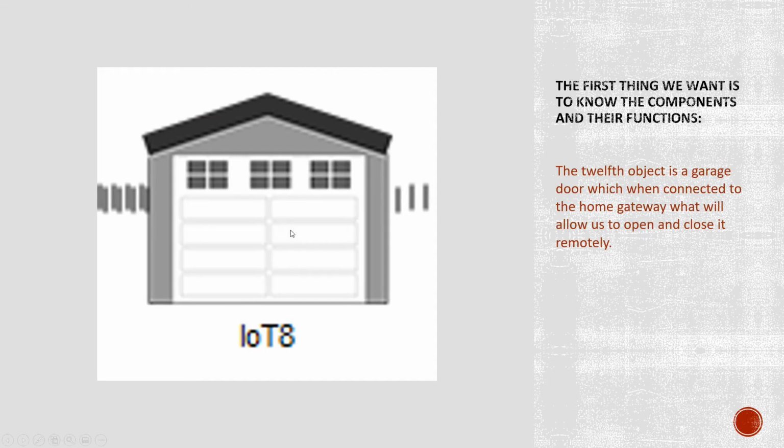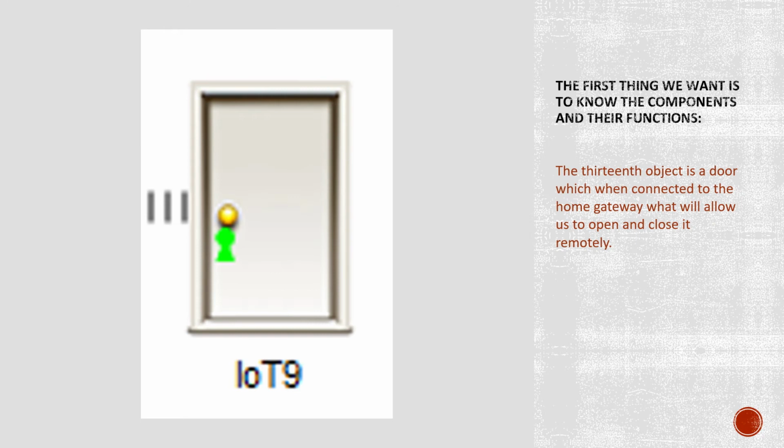Sorry, this is an image of the garage door. The 13th object is a door that we want to connect to the home gateway, which will allow us to open and close it remotely. It's the same as the garage door, but this is a door, a typical door of the house. This is an image.